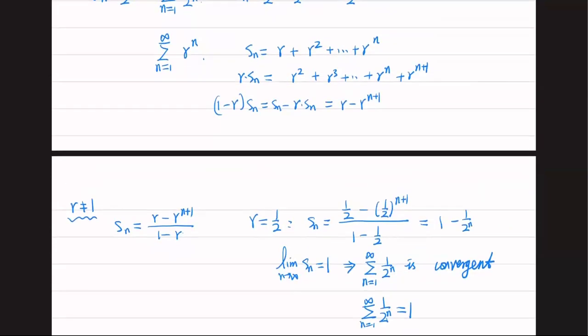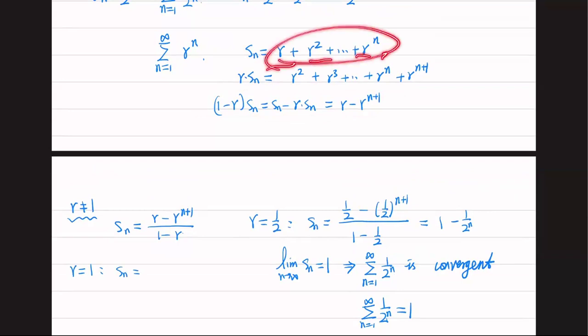Okay, now the remaining case, if R is not 1, we have this formula. What happens if R equals 1? What's the partial sum? This case is easier. R is 1, all of these terms are 1, 1, 1, 1, we have n ones. The result is just n. Okay, nothing strange.